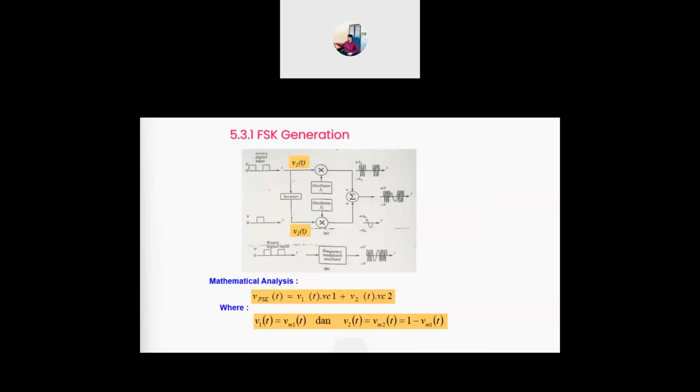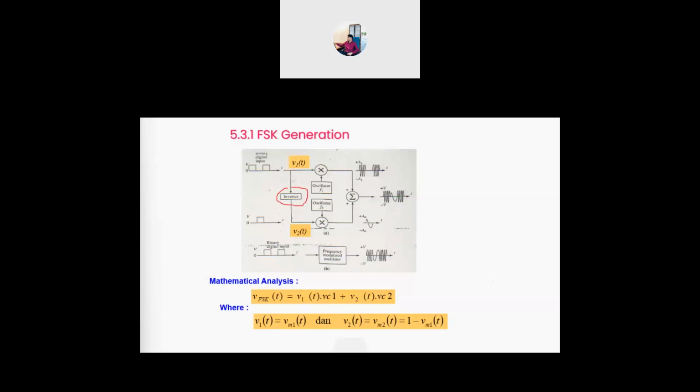So this one is FSK generation. Maybe it is not so clear here, but it's clear in your slide. Hopefully. If it's not clear, you zoom. Okay. So if you see, like I told you, FSK we get from 2 ASK, where one of the ASK is inverted. Okay. So that's why you have an inverter here.